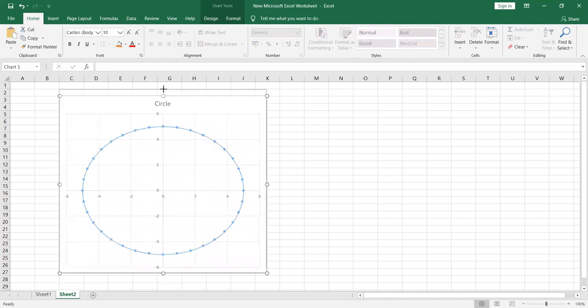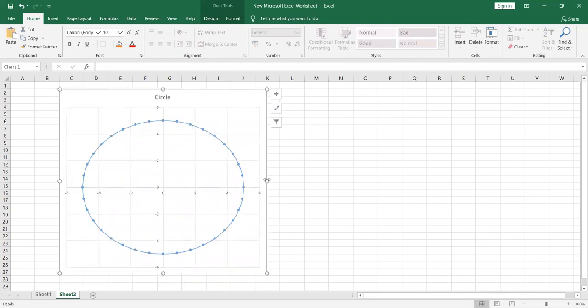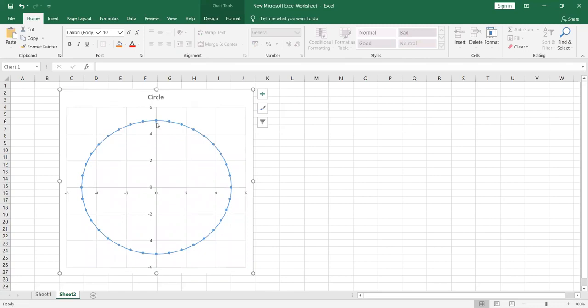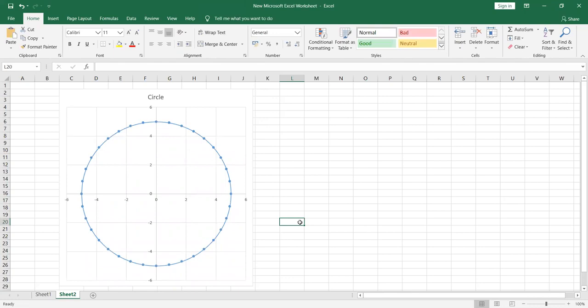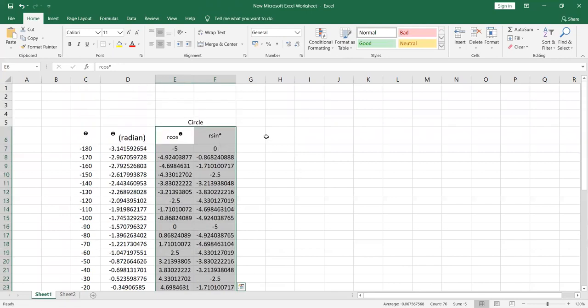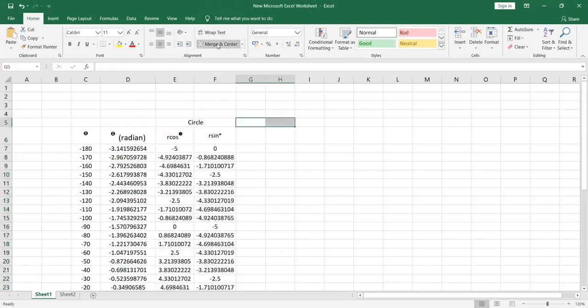We know that a circle has equal radius in all directions. So along the y-axis the radius is 5, and along the x-axis also the radius is 5. So this is the circle. In this way we select one data set, and from that data we can create the graph of a circle using Excel. Now let's move toward the next part of conic section, that is the ellipse.